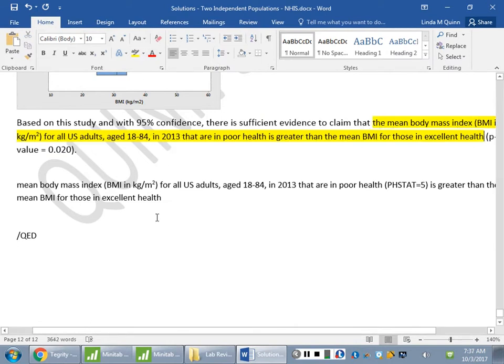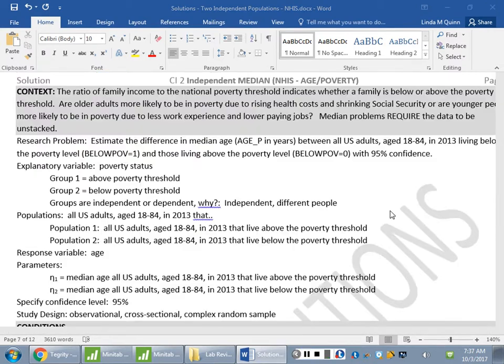Mean body mass index for all U.S. adults aged 18 to 84 that are in poor health is greater than the mean BMI for all those in excellent health. And then I just added the p-value to the end of the sentence. Okay? So we're using that research question to help us form a correctly worded conclusion section. Okay, so now let's look at the median problem.